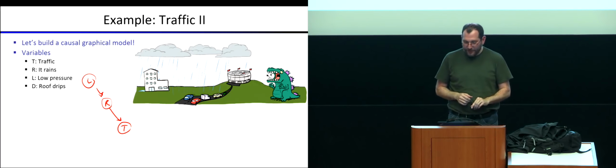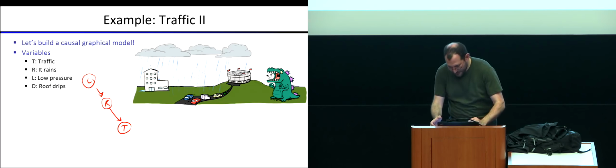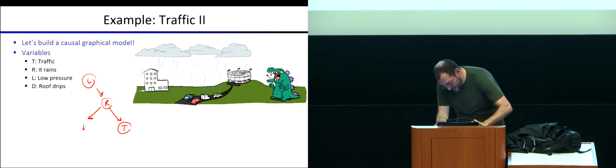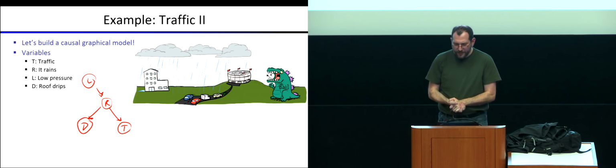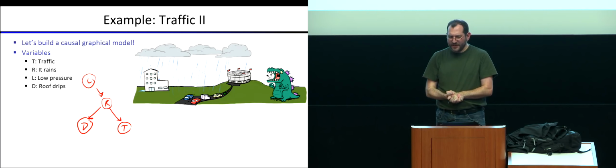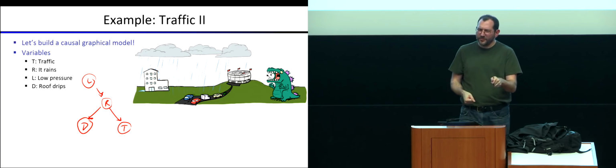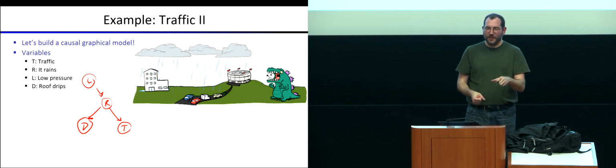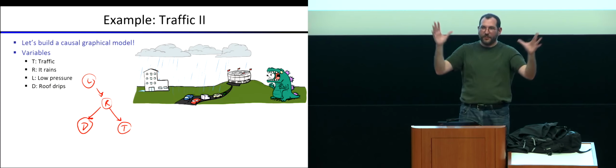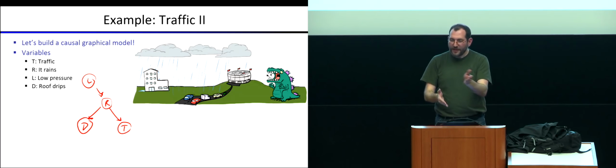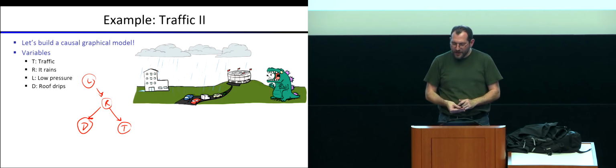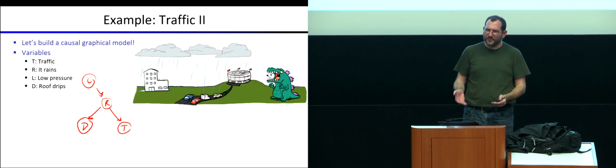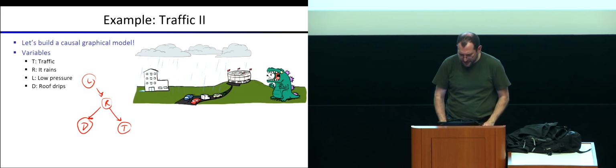All right. My roof is dripping. How does that fit into all of this? So it seems like rain causes that. All right. Does anything else cause that? Does the low pressure cause my roof to drip? Kind of. I mean, unless it's really low pressure, like rips the membrane off my roof or something. That's mediated by the rain. Similarly, does traffic cause my roof to drip? Probably not. So this is a reasonable model.